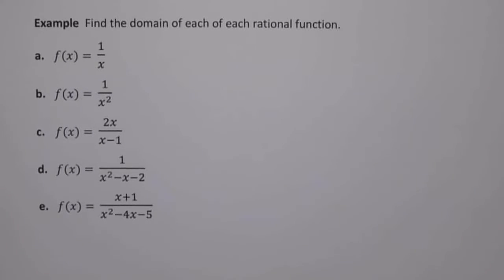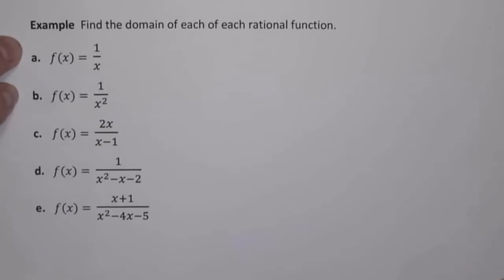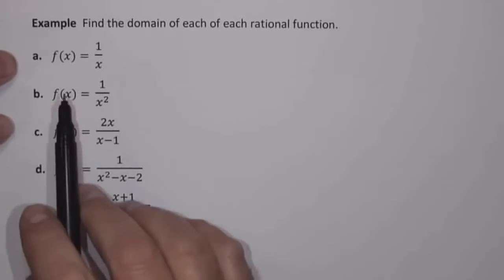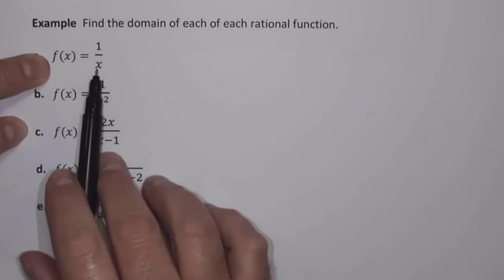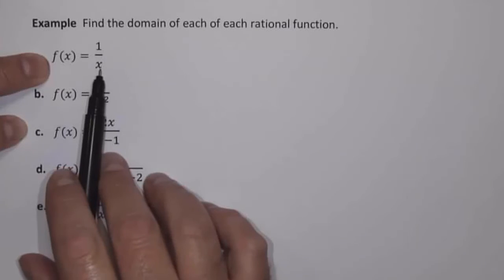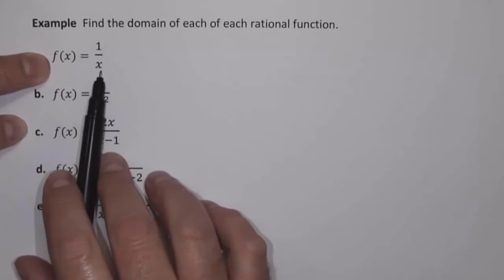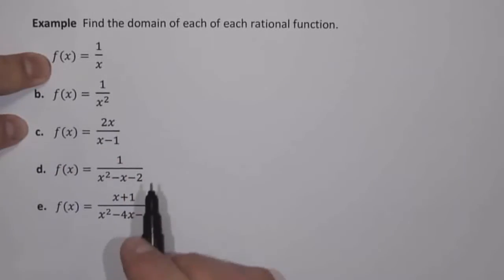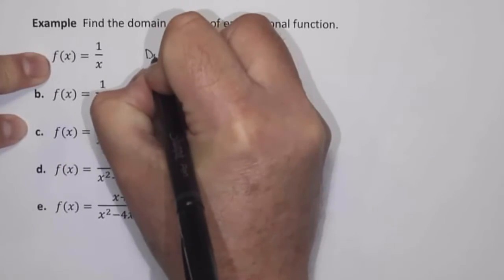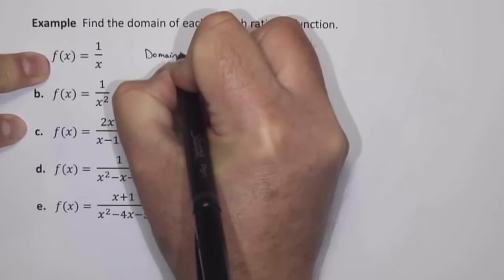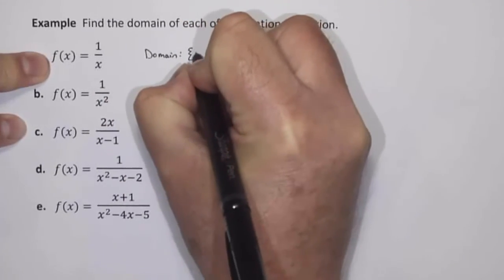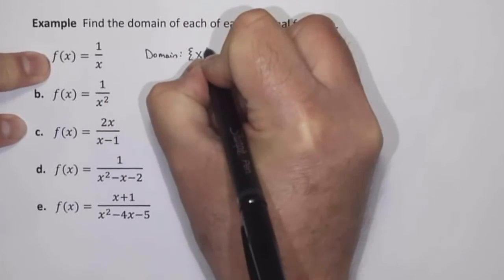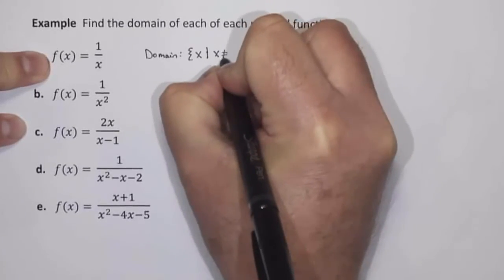So in this example, we have 5 parts, and we want to find the domain of each of these rational functions. So in part A, we have the function f of x equals 1 over x. So again, we can't divide by 0. So in this case, this x cannot equal 0.